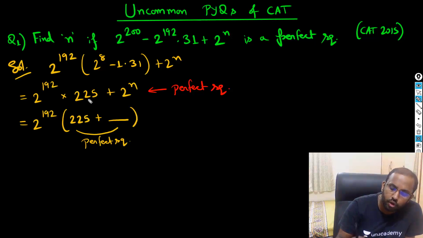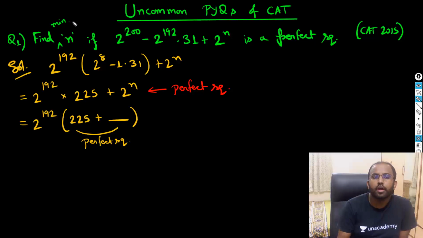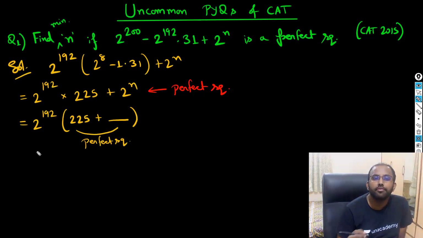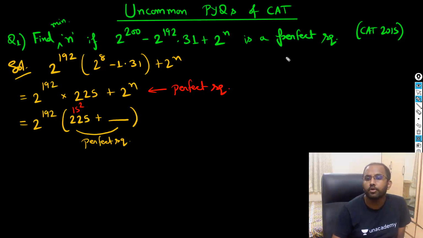We had the options also in this question; it could also be a TITA question. The question could be to find the minimum value of n without the options. I want some value of n which will make it a perfect square. So I should add what? 225 plus any value which will make it a perfect square. 225, if you know, is 15 square. If it is 15 square, then after 15 square I want to get 16 square.